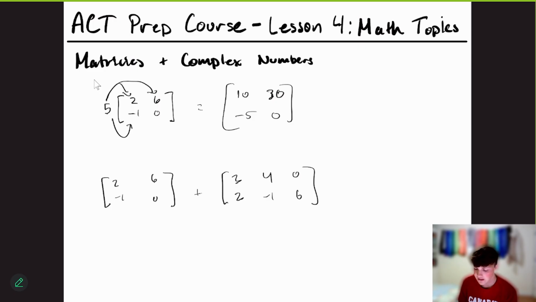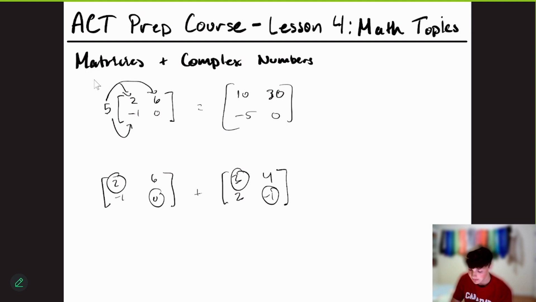The reason for that is we need to be able to add the matrices component-wise. Basically, add the top left corners together, add the bottom right corners together, and so on. This is going to give us a 2 by 2 matrix. 2 plus 3 is 5.